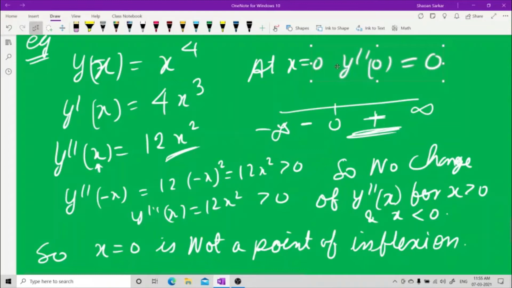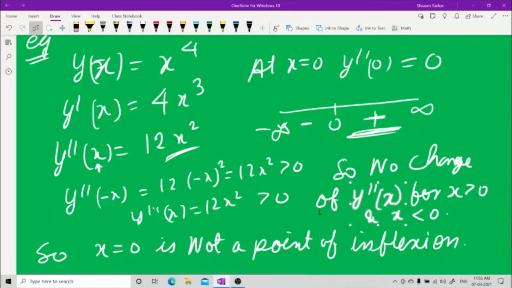देखो अभी तक बोलते थे, तो मैंने ज्यादातर बच्चों को देखा है बोलते हुए y डबल डैश 0 है तो पॉइंट ऑफ इन्फ्लेक्शन है. यहाँ पे देख लो, this is the example. y डबल डैश 0 है तो भी ये पॉइंट ऑफ इन्फ्लेक्शन नहीं है, क्योंकि ये चेंज नहीं हुआ है साइन इसका, y double dash x का. There is no change of sign. This is not a point of inflection because there is no change of sign.